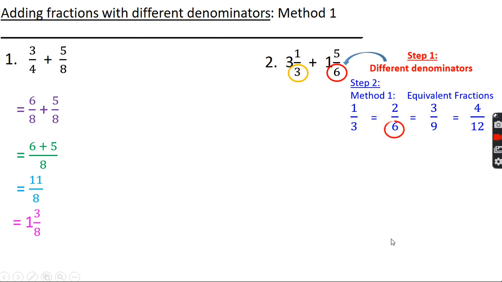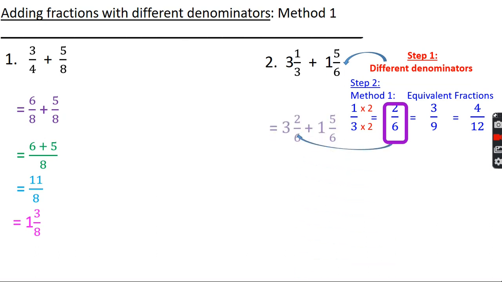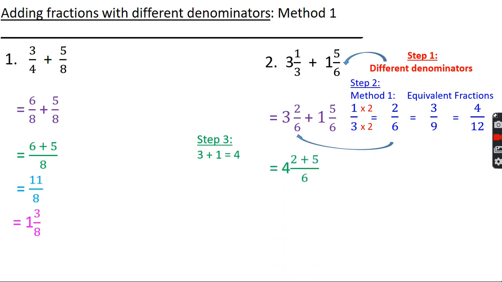What did I do to 3 to get 6? I multiplied by 2. What you do at the bottom, you need to do at the top. Therefore, my new fraction is going to be 2/6. Let's substitute that into our equation. So now we have 3 and 2/6 plus 1 and 5/6. Okay. Step 3, add the whole numbers. 3 plus 1 is 4. That can be rewritten as 4 and 2 plus 5 over 6.